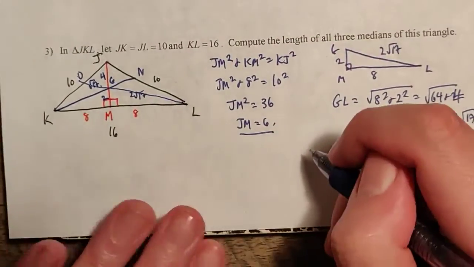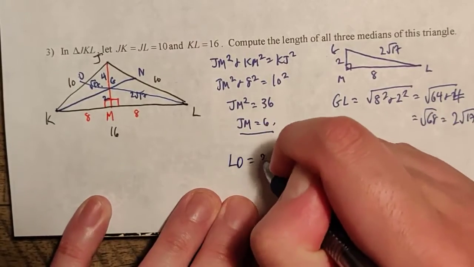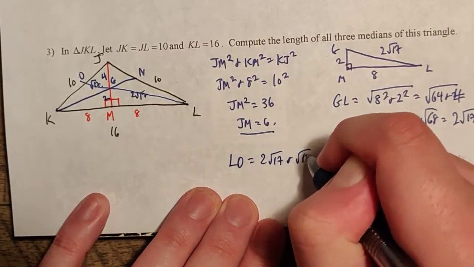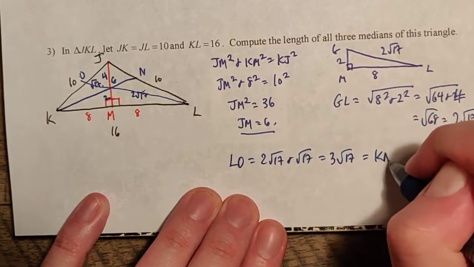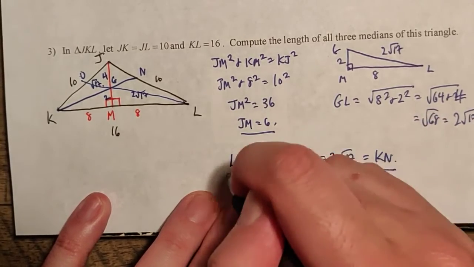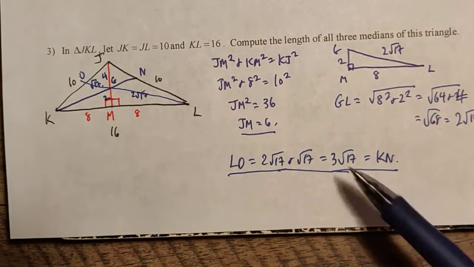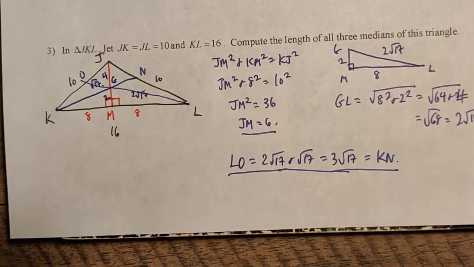So therefore we now know that LO is 2 radical 17 plus radical 17 here, which is 3 radical 17, and that is also going to be KN here because, again, we've established the fact that all of these match with each other. So we have our medians here.